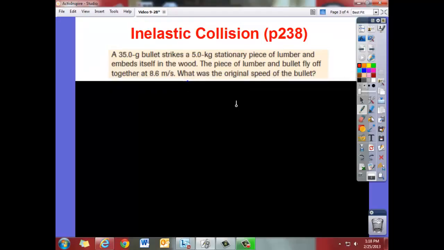The second type of collision that we are going to look at is an inelastic collision, which means that the two objects stick together after the collision. I approach the problem the same way. The first thing that I do is list my knowns.